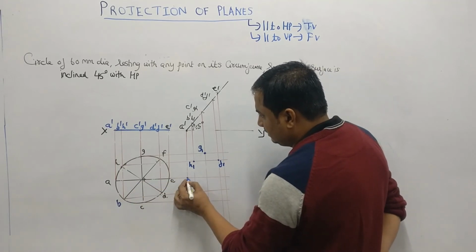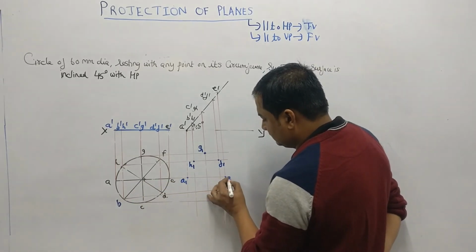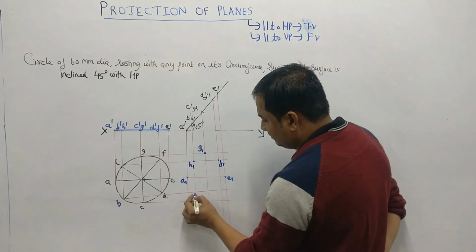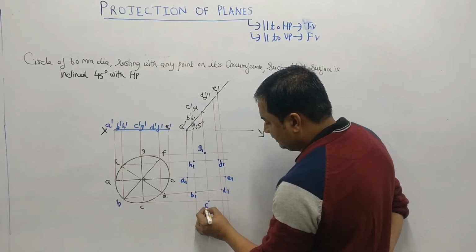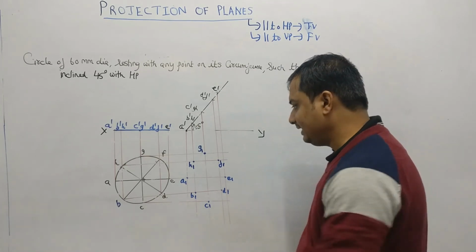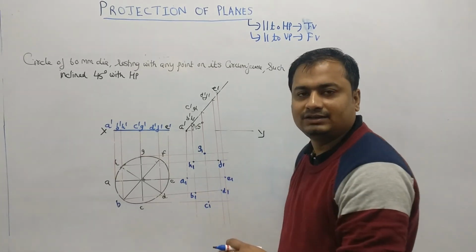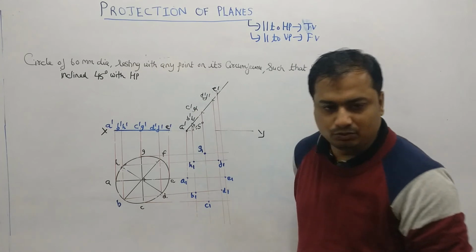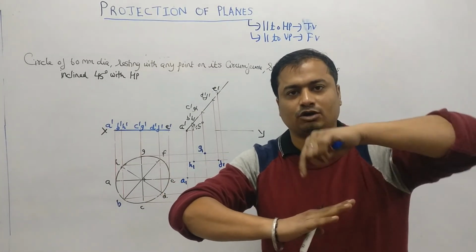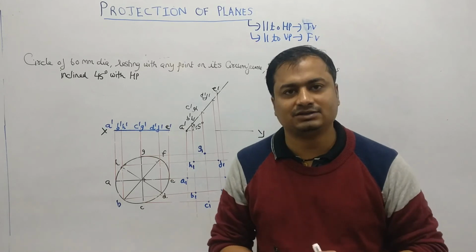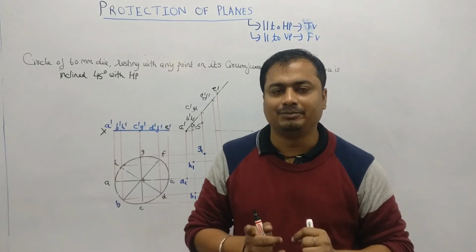A horizontal, A vertical, A1, this is E1. B horizontal, B vertical, this is B1, this is T1. And last you will be getting C1. So you will be getting 8 points. And we all know when you tilt a circle and see it from the top, the shape will be an elliptical shape.